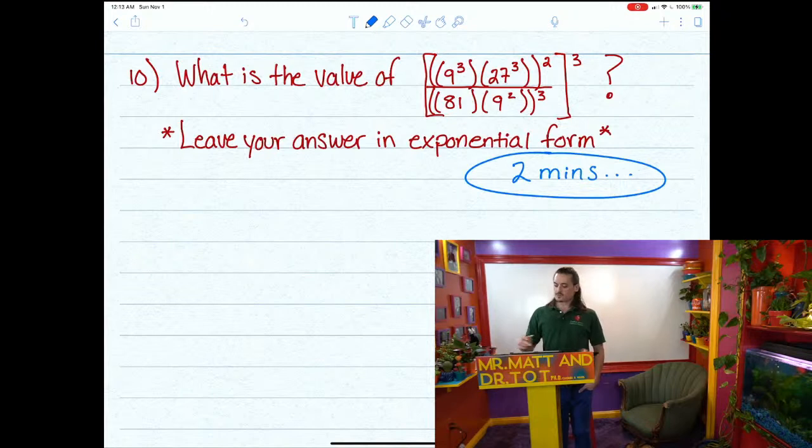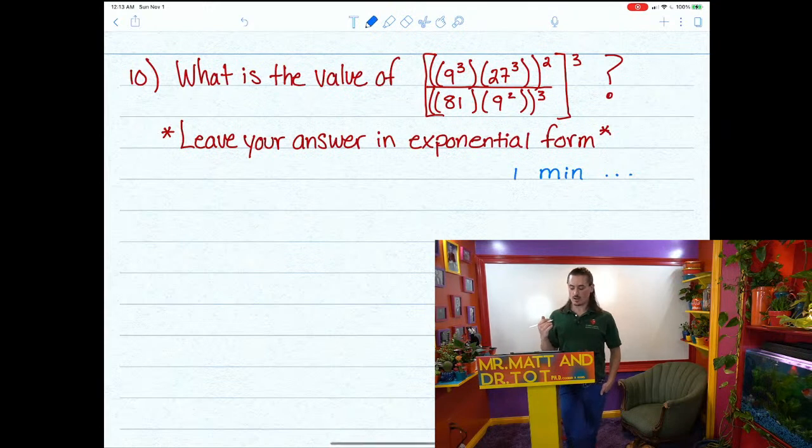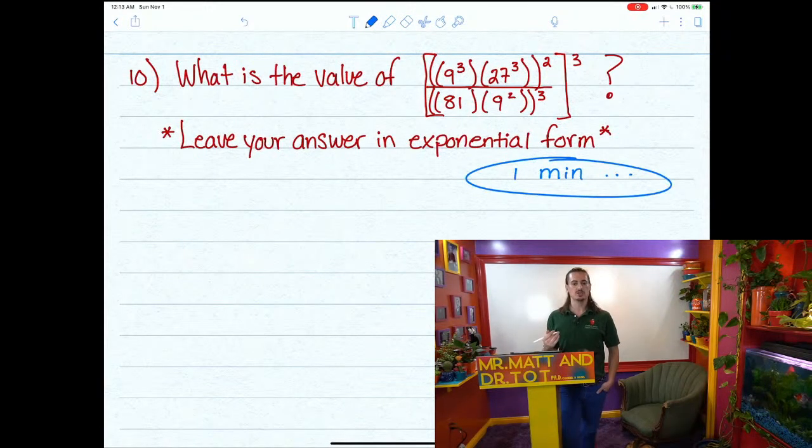Okay, so first of all, we need to recognize that none of the bases are common. We can't use any of the rules of exponents until we have common bases, so we need to ask ourselves, is there a number that we can exponentiate or raise to different powers that will get us 9, 27, and 81? Well, there is, in fact.